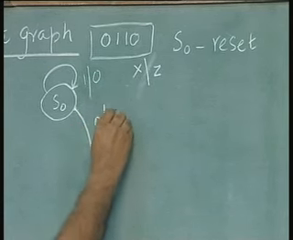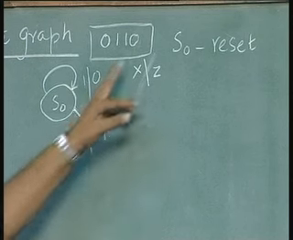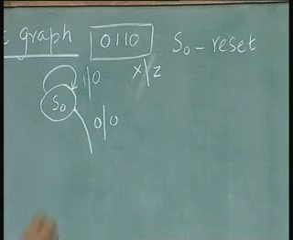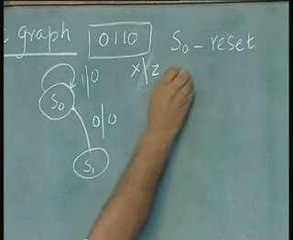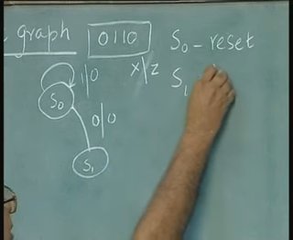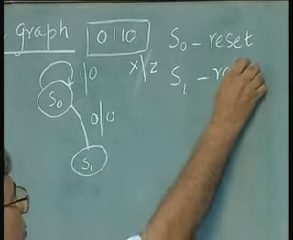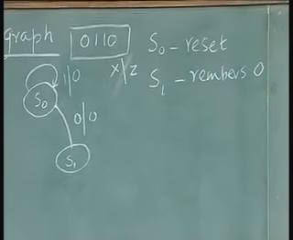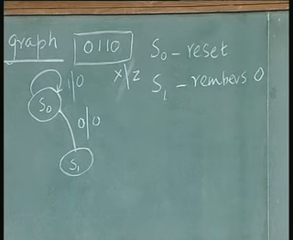I will still have no output. Output will come only along with the fourth bit. So output is still 0, but I need to go to a new state which will remember this. So let me call this S1. S1 is a state that will remember 0. S0 remembers S0.